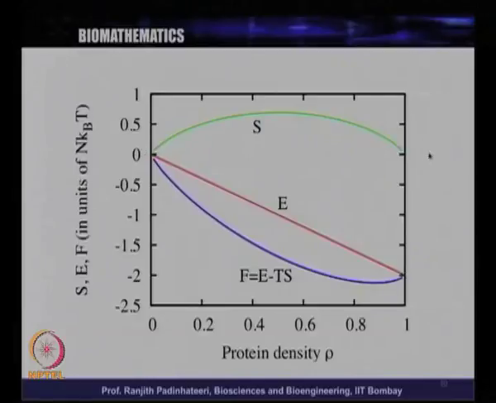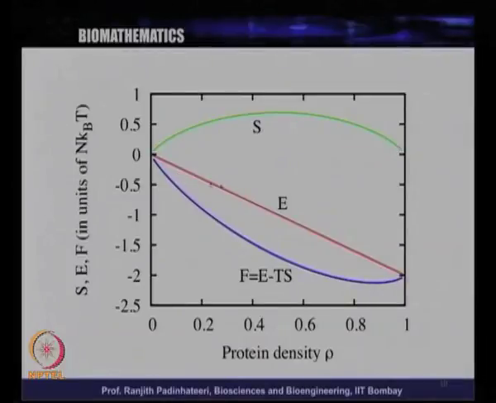On the other hand, entropy is maximum somewhere in the middle, roughly half of them. Entropy is a function which looks like this. Here is a small value, here is also a small value, and somewhere in the middle entropy is maximum. So, entropy wants rho equal to 0.5 or somewhere around this, while energy wants rho equal to 1.